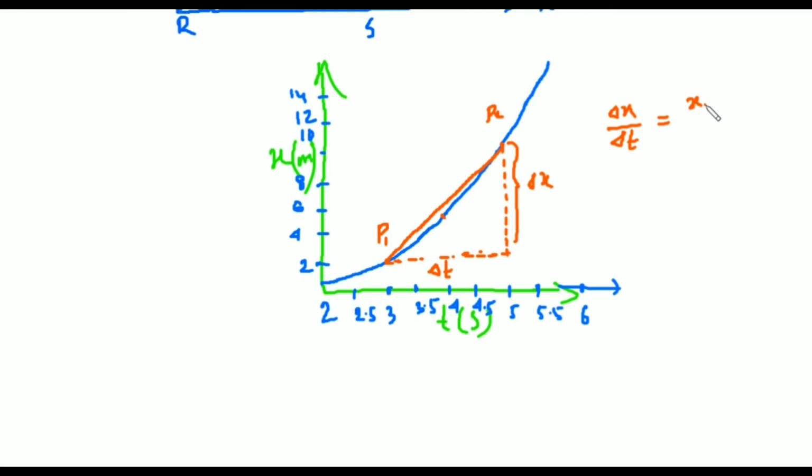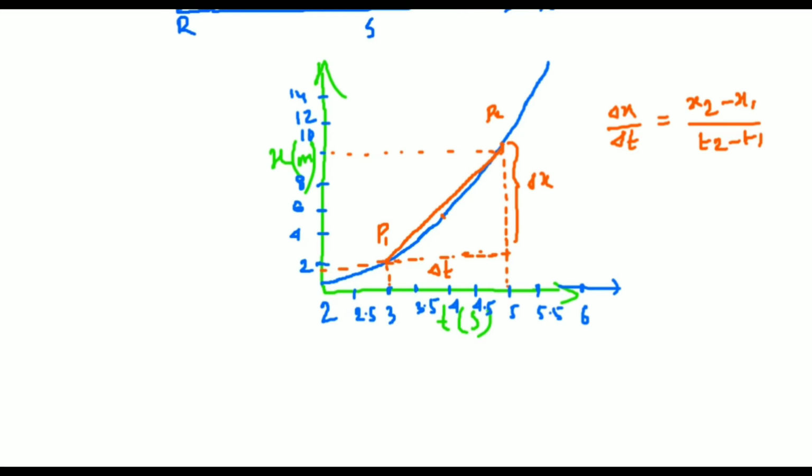I have already discussed this in the previous video: x2 minus x1 by t2 minus t1. From the graph you can find how much x2 is, how much x1 is, how much t1 is, how much t2 is. So you will be able to find average velocity, and I have already told you that this average velocity is nothing but the slope of this line P1 P2.